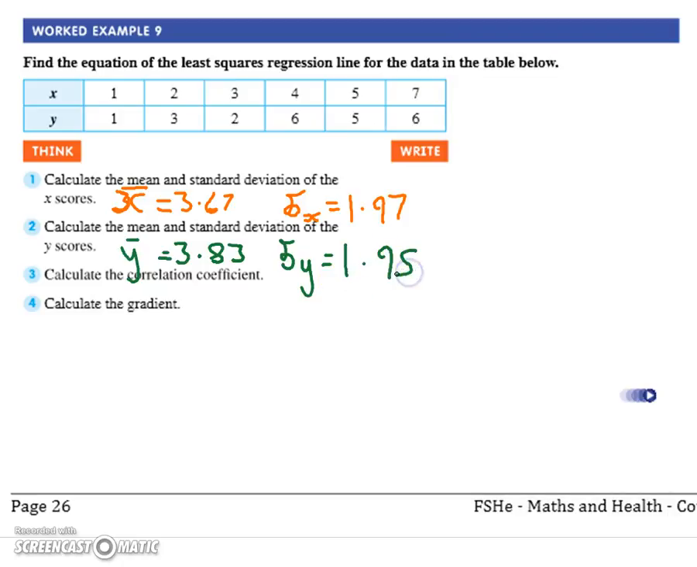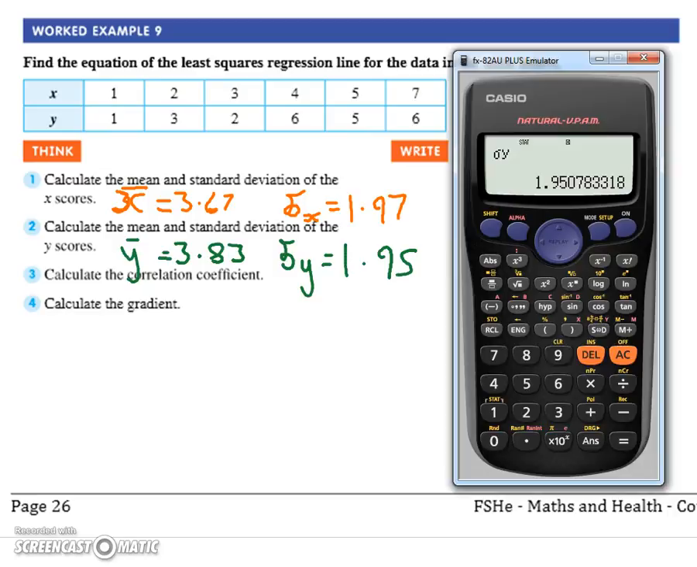1.15. Excellent. Okay, next one is the correlation coefficient. Who knows how to get that? Good start. What is it? What does reg stand for? Regression. It's actually the regression line that it's doing. R stands for the regression line, the correlation coefficient.